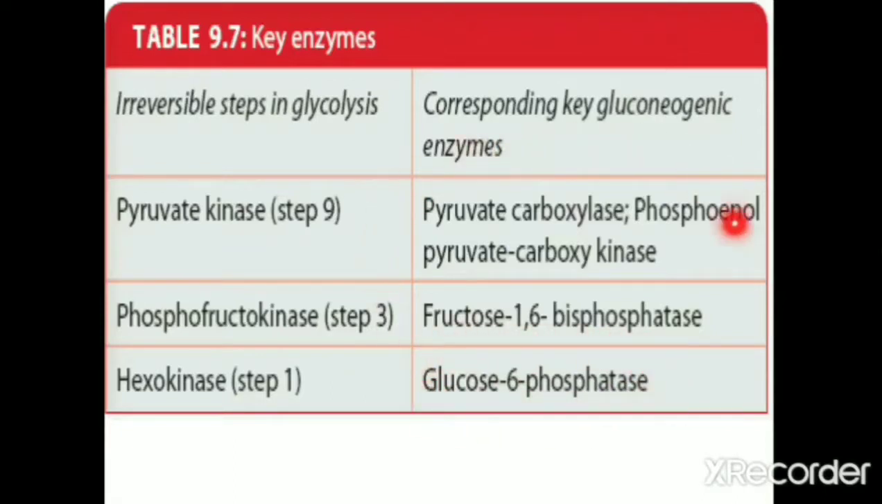So these are the key enzymes of gluconeogenesis. There are four: pyruvate carboxylase and phosphoenol pyruvate carboxykinase, which together mediate the conversion of pyruvate into phosphoenol pyruvate; fructose 1,6-bisphosphatase, which mediates the formation of fructose 6-phosphate from fructose 1,6-bisphosphate; and glucose 6-phosphatase, which mediates the formation of free glucose from glucose 6-phosphate. That completes the first question.